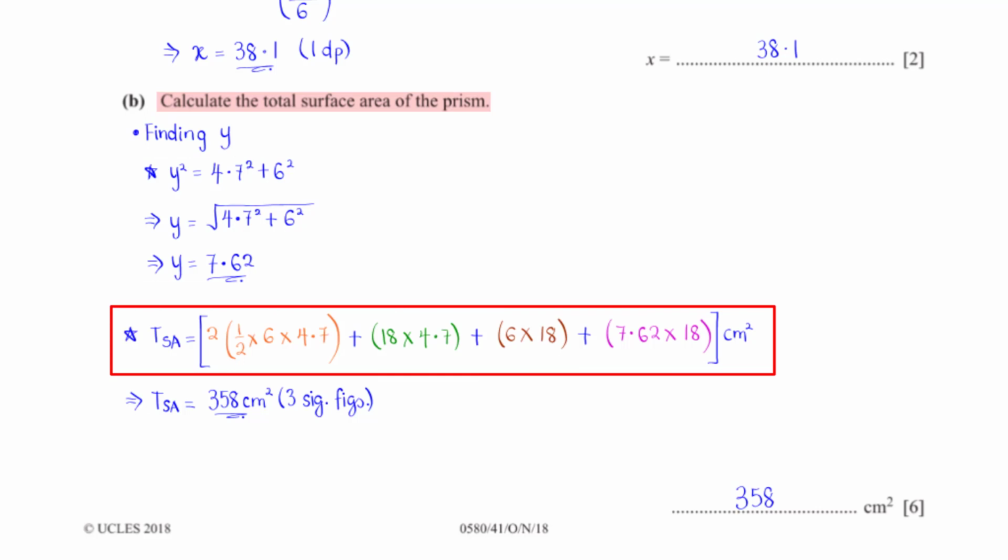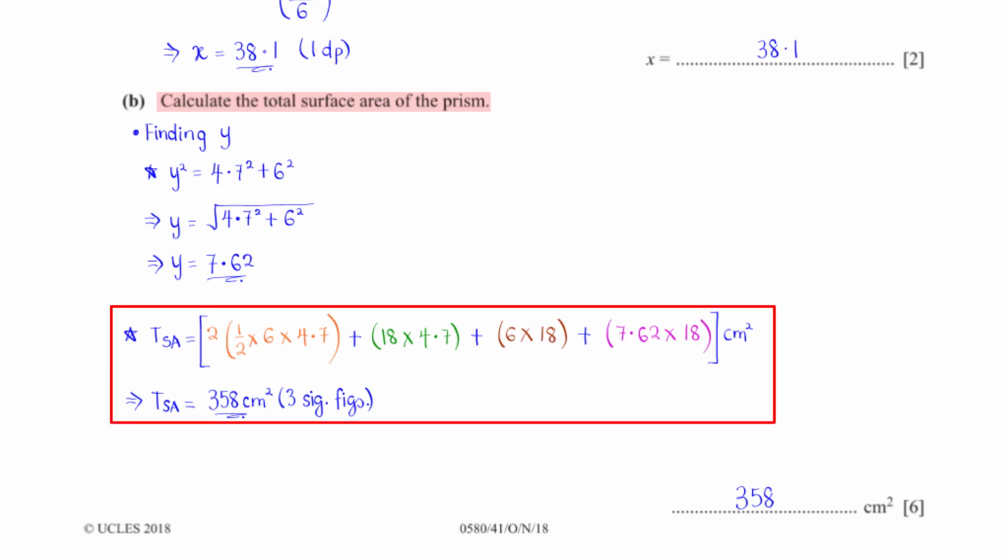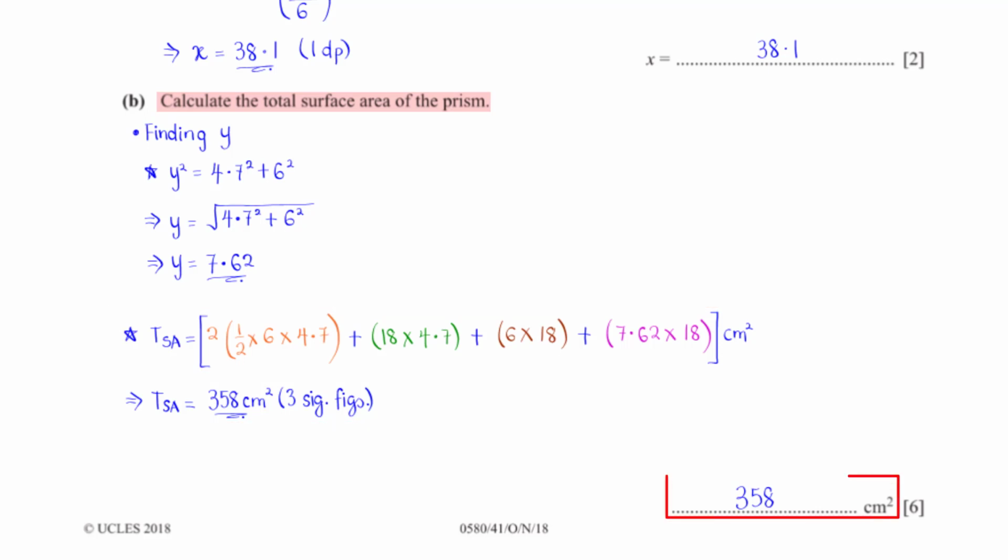So now, the total surface area of the prism is equal to the surface area of the two right-angled triangles, which is 2 times half of 6 times 4.7 centimeters squared, plus the surface area of the other three rectangles, which is 18 times 4.7 plus 6 times 18 plus 7.62 times 18 centimeters squared. When we type this into the calculator, we get 358 centimeters squared rounded to 3 significant figures.